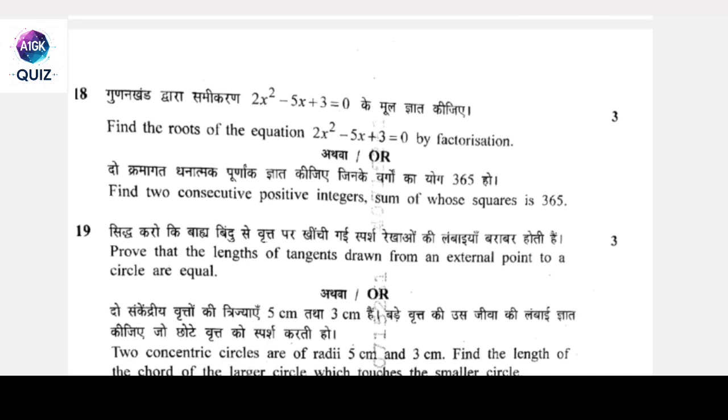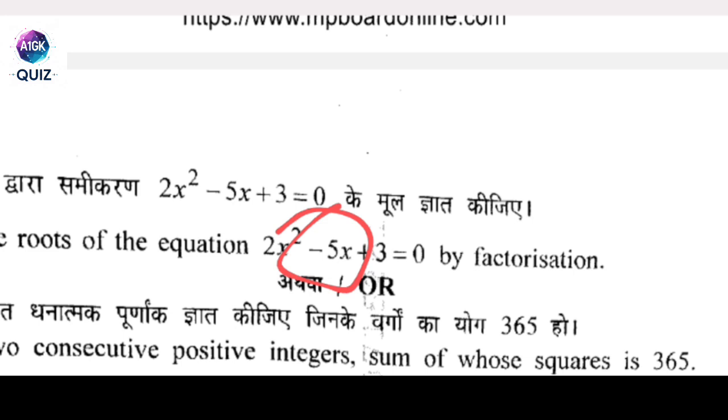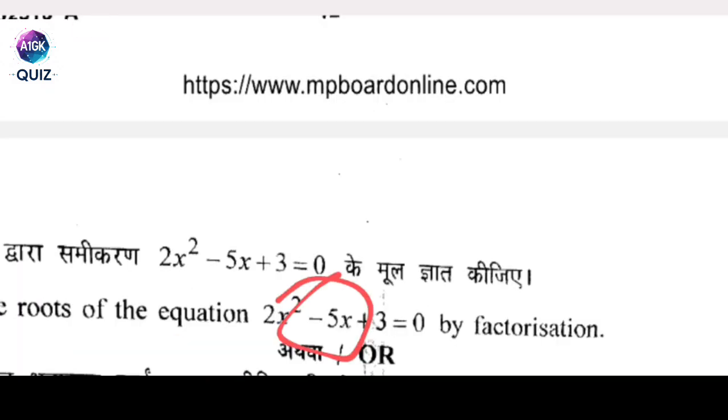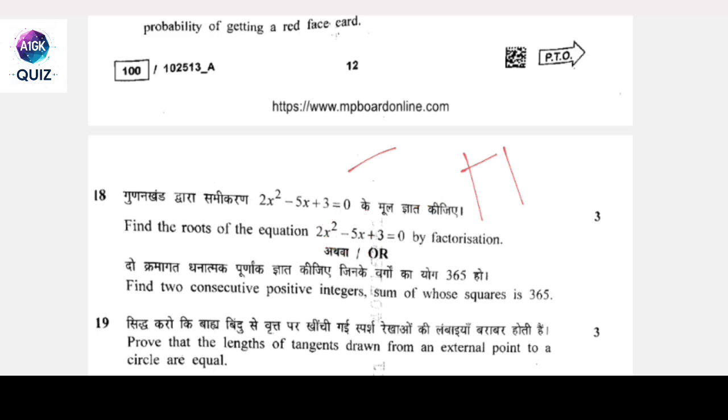Question number 18. Find the roots of the equation 2x square minus 5x plus 3 is equal to 0 by factorization. On putting the values, we find that factorization method means the middle term splitting method. Minus 5 is categorized into two forms, that is minus 6 plus 1. So on putting the values, we can solve and find the answer of the given one.